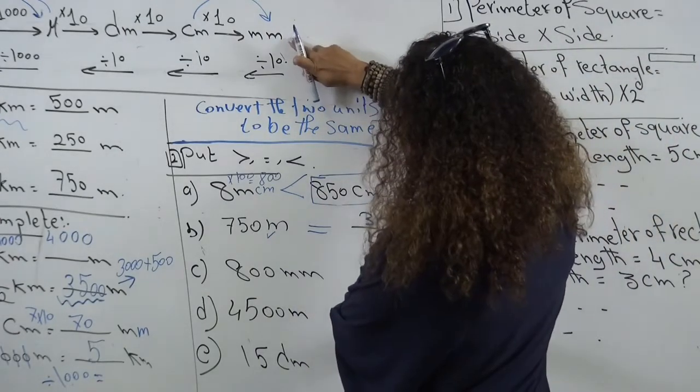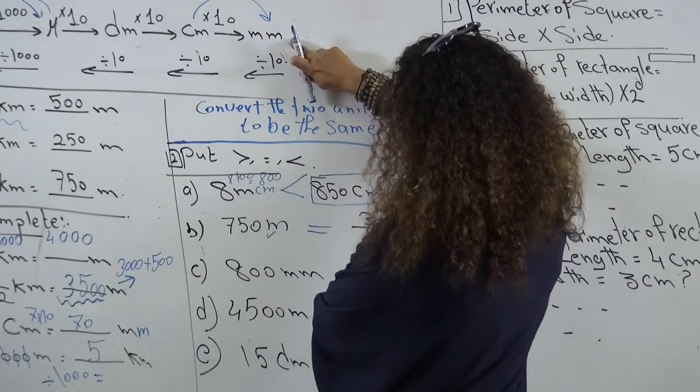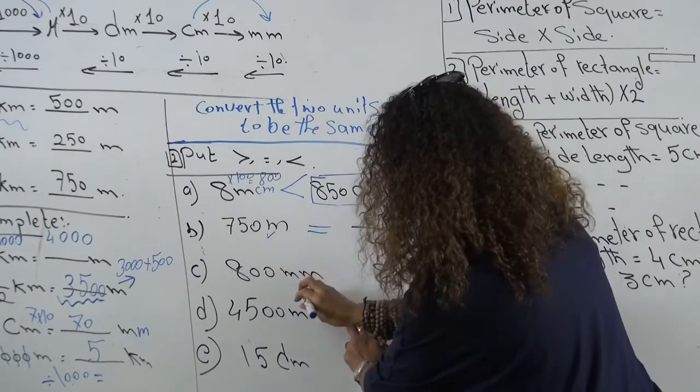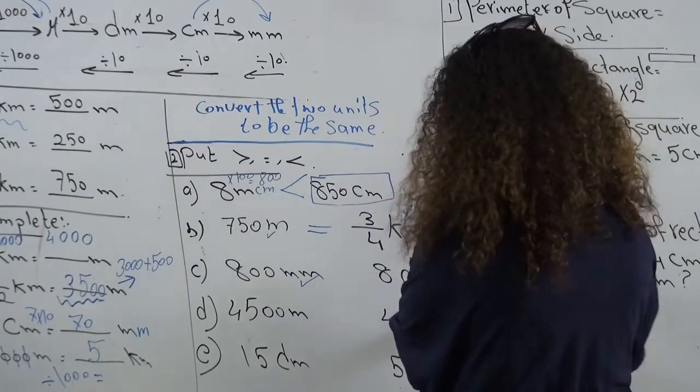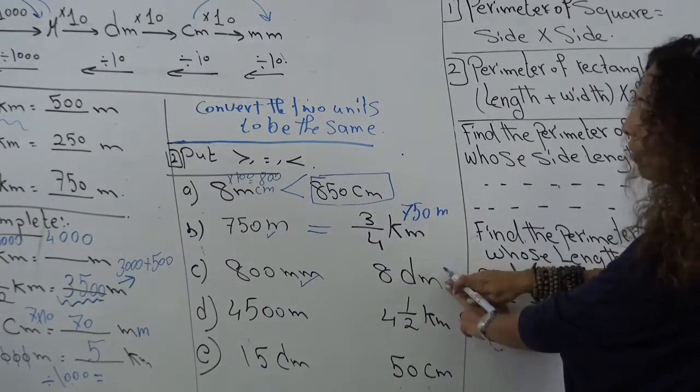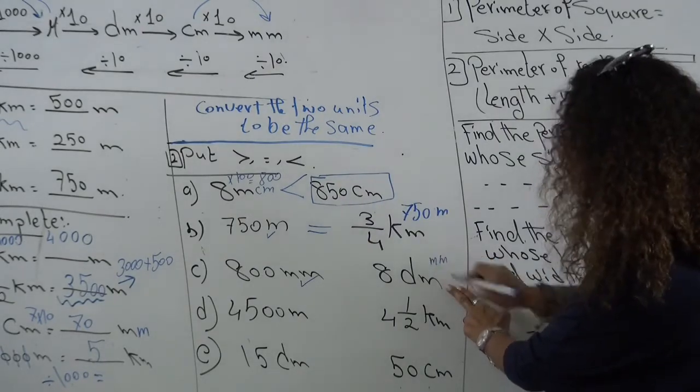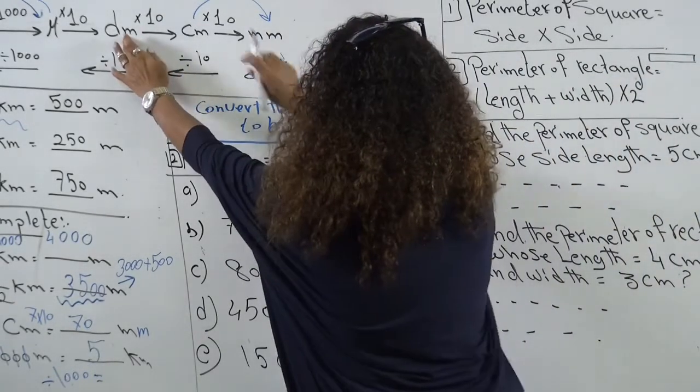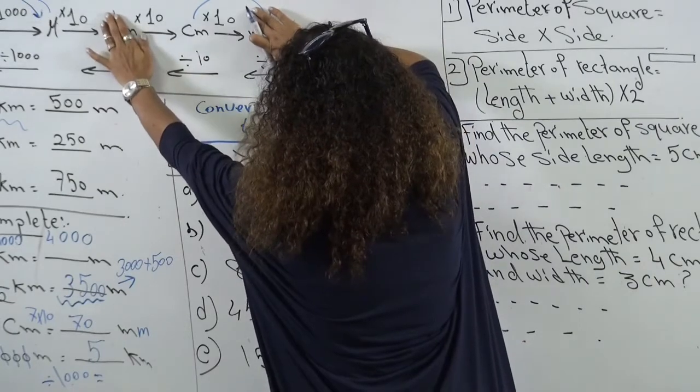800 millimeter is the smallest unit of measuring length here. So I will keep the smallest as it is. So I'm going to change decimeter, so it will be millimeter. From decimeter to millimeter, yes, I have 2 zeros.